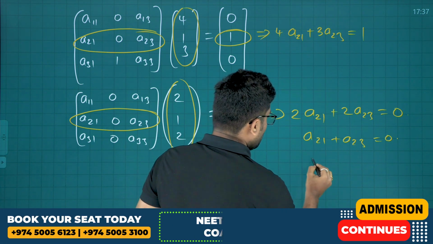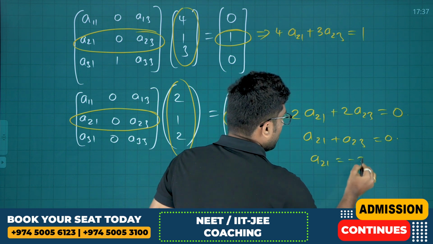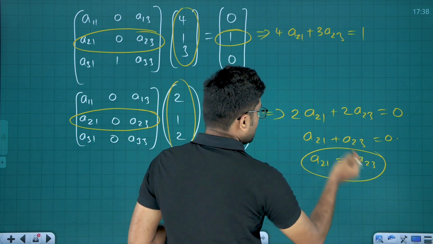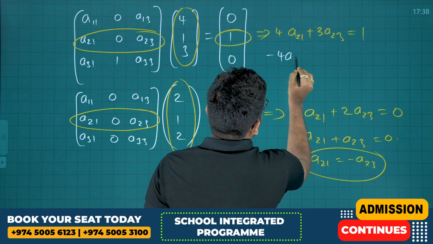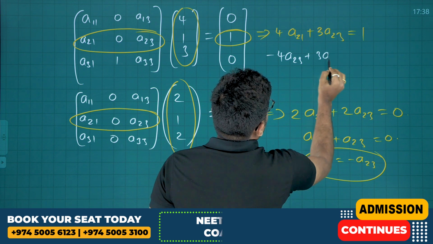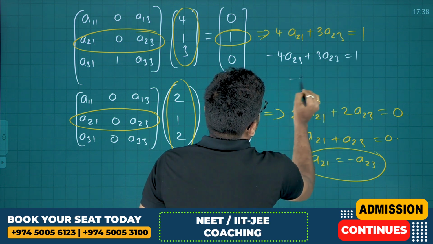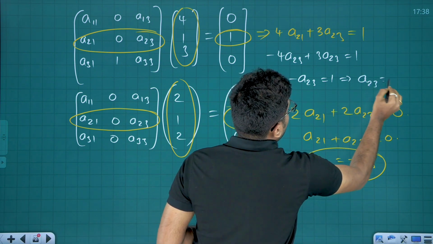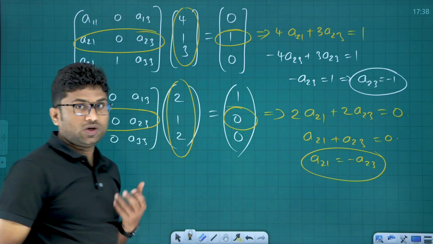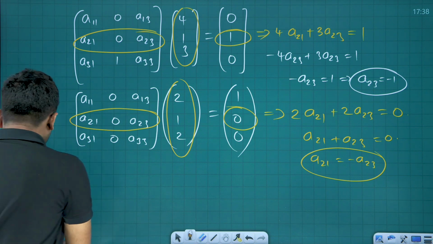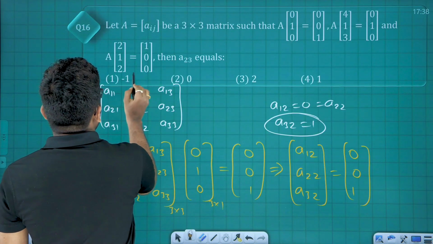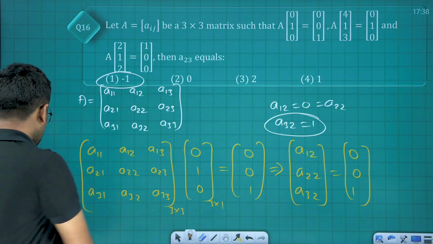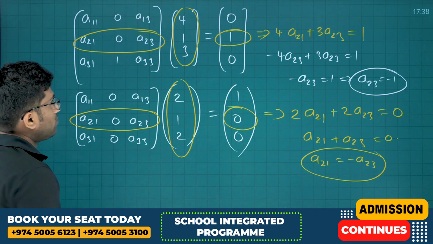A21 is equal to minus A23. Substitute that here: A21 is minus A23, so minus 4 times A23 plus 3 times A23 is equal to 1. Minus A23 is 1, which implies A23 is equal to minus 1. We have got A23, and that's all we need. So A23 is equal to minus 1, friends. Clear? So that's the question. Good question from matrices.